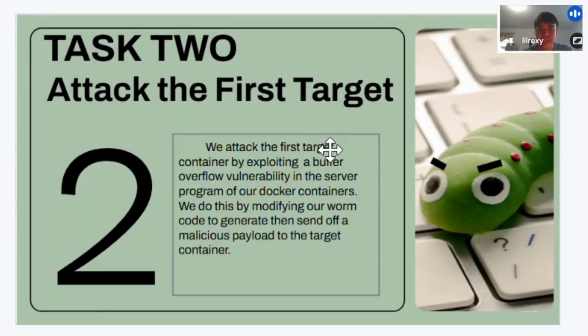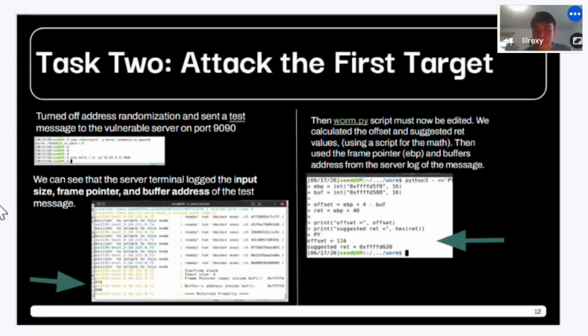Task 2, attack the first target. We attack the first target container by exploiting a buffer overflow vulnerability in the server program of our Docker containers. We do this by modifying our worm code to generate, then send off, a malicious payload to the target container.